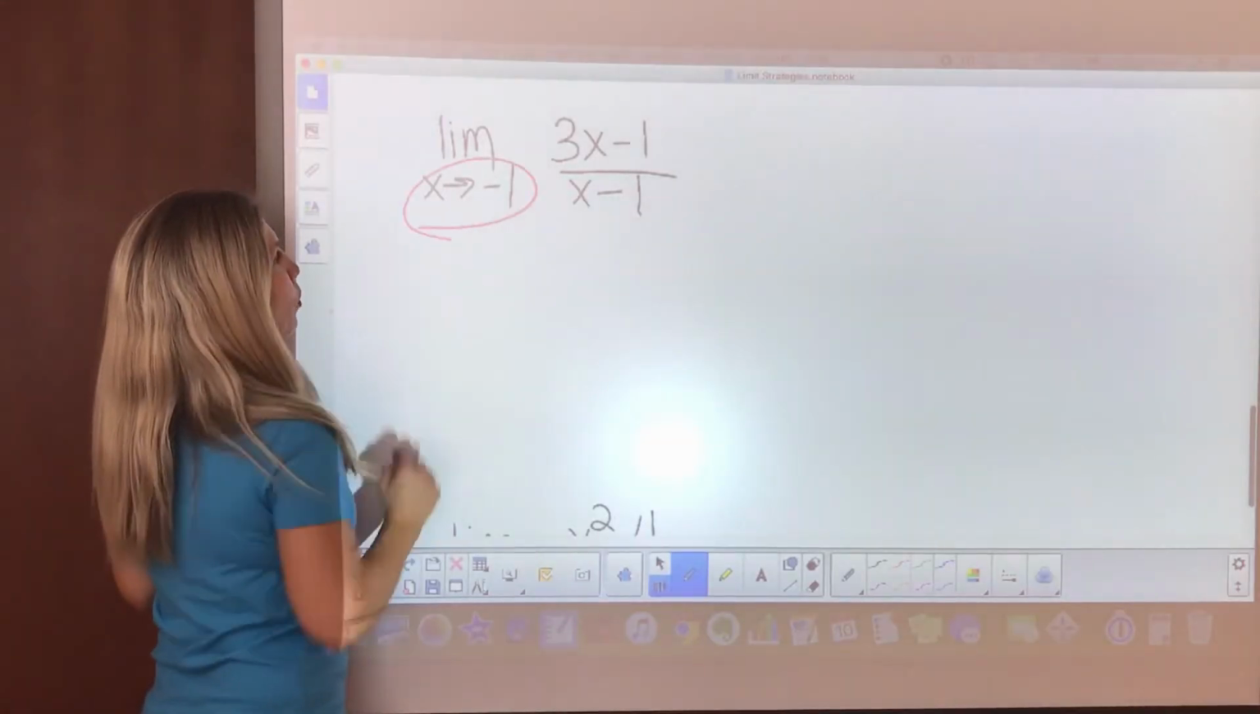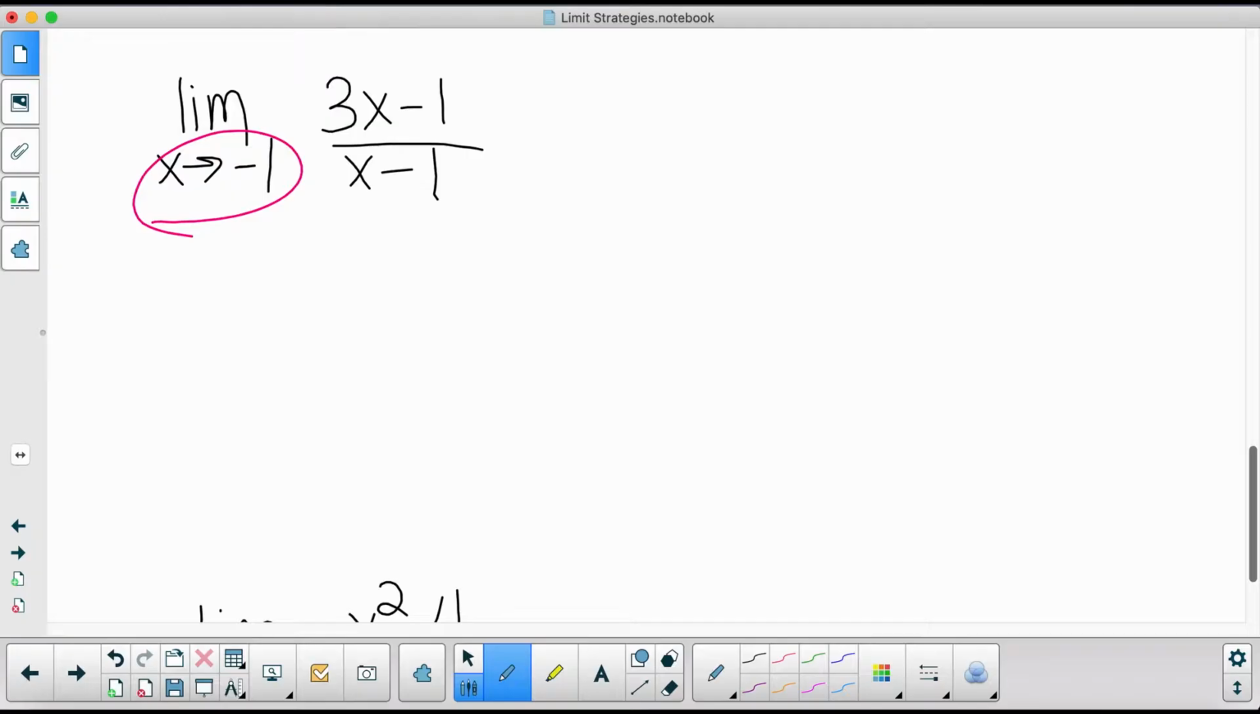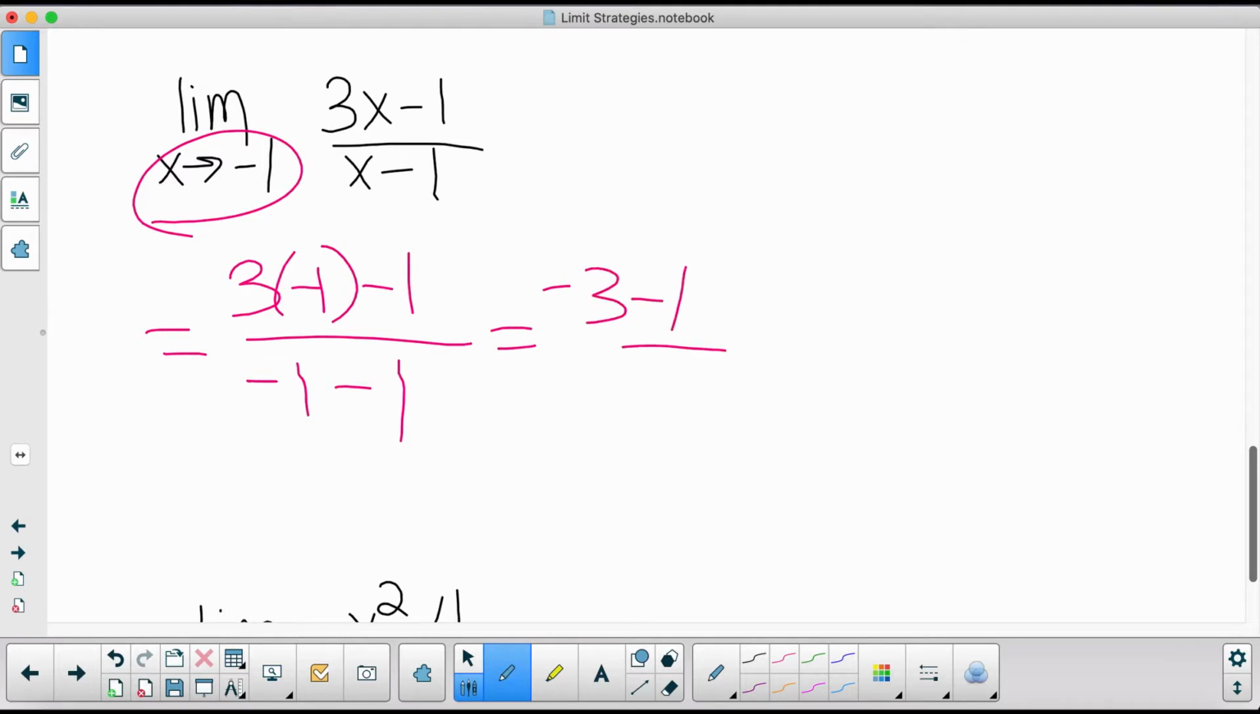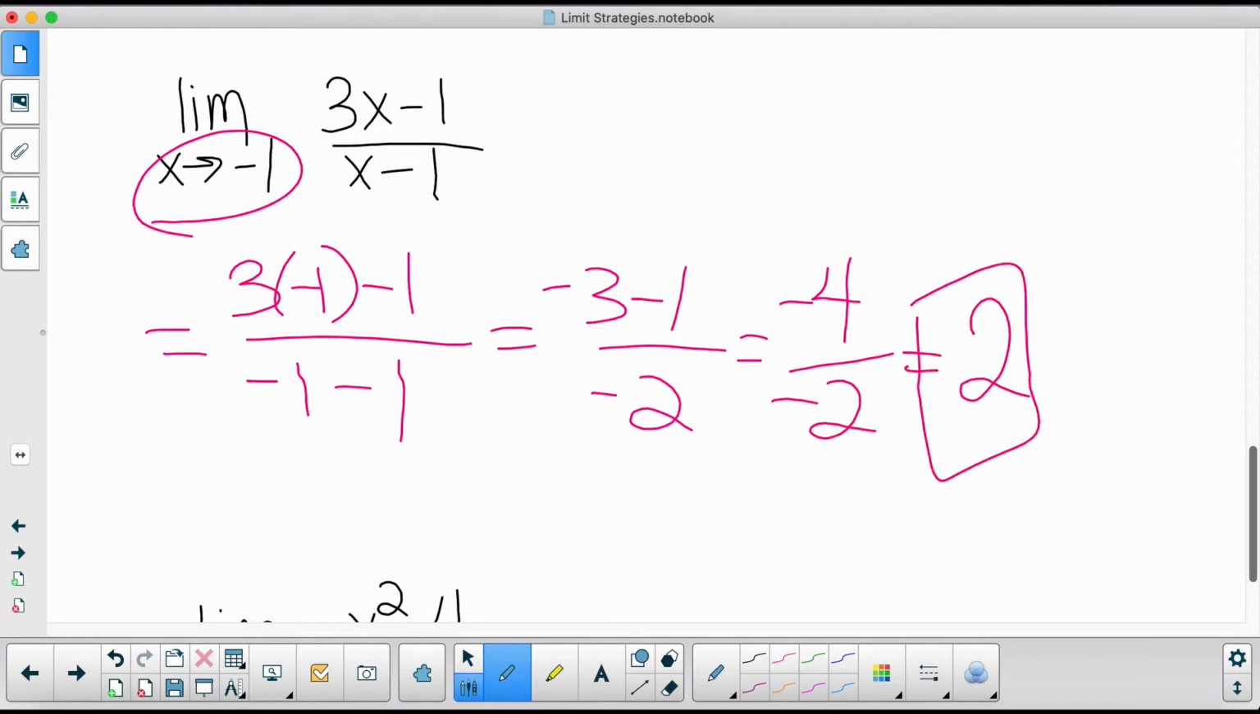Let's try an example where x goes to -1. 3 times -1 minus 1, all over -1 minus 1. We've got -3 minus 1 over -2. -4 over -2 gives us +2.